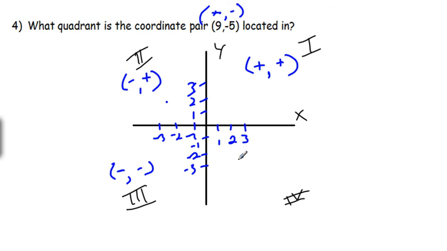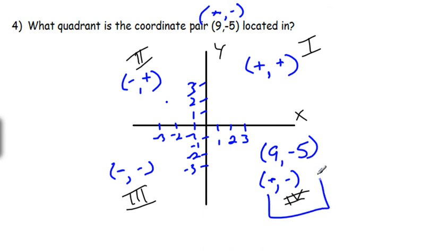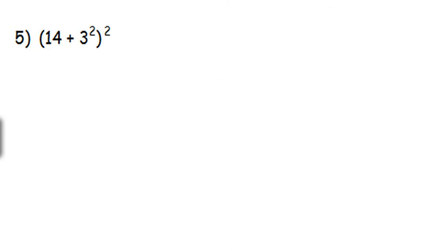So hopefully we're in quadrant 4. In quadrant 4, our x values are all positive. On the right side, all these numbers here would be positive. Looking at the y value, all these numbers on the number line are negative, so our y value needs to be negative. So anything in quadrant 4 is going to be positive, negative, including point positive 9, negative 5. So our answer here is quadrant 4. Quadrant 4. Okay. All right, number 5.